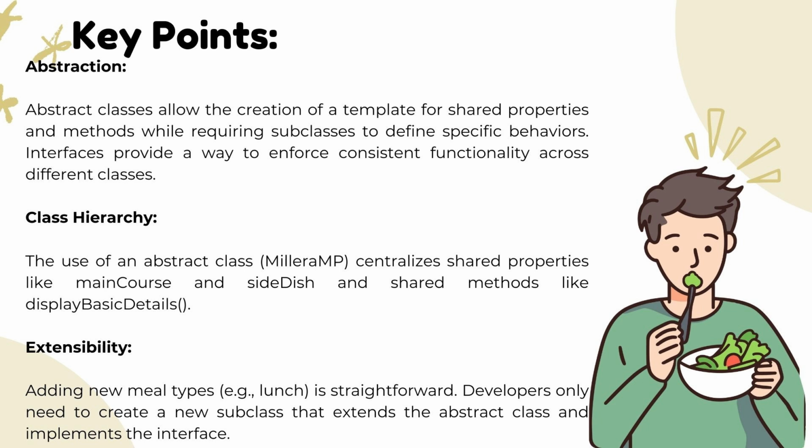Scalability is straightforward. Developers only need to create a new subclass that extends the abstract class and implements the interface. It refers to the ability of our program to easily accommodate new features or functionalities. In our case, if we want to add new meal types such as lunch, we can do so without modifying the existing code. All we need to do is to create a new subclass that extends the existing abstract class and implements the required interface. This makes our program more flexible and scalable, allowing us to enhance it with minimal effort.